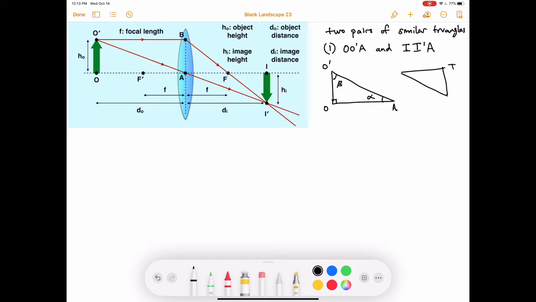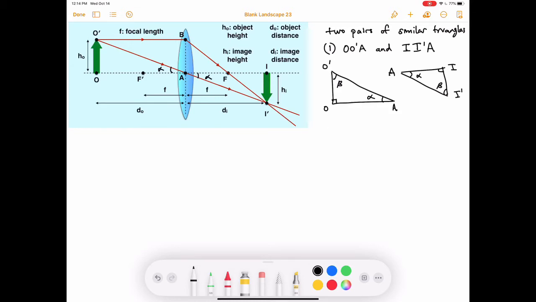So here's I prime, and A. And notice how this is also a right triangle. And here's the angle alpha in the diagram that I was referring to earlier. So it's the same angle alpha in this triangle as we had before. And this angle is also the same angle beta that we had before. So these are two similar triangles. They have the same exact proportions, in other words. One is just a scaled up version of the other.